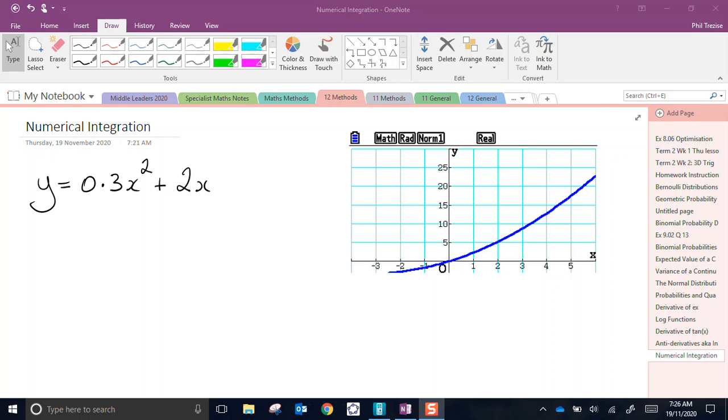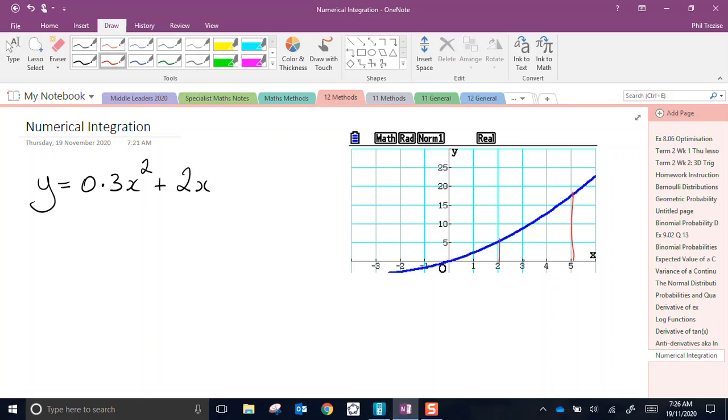Hi everyone, this lesson is about numerical integration, the technique of finding areas under curves without needing to perform actual algebraic integrations. Let's take as an example this function which I have graphed here. I'm interested in finding the area between the limits of 2 and 5, so this area here. There are a couple of ways we can do this.